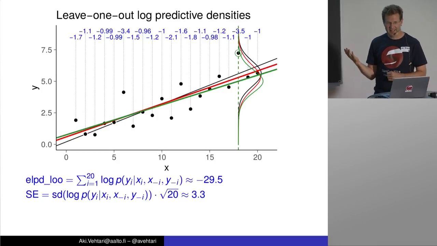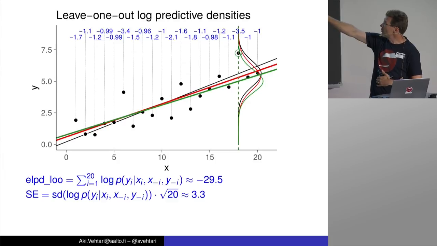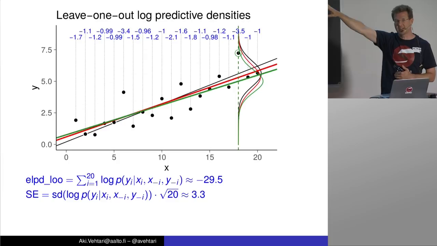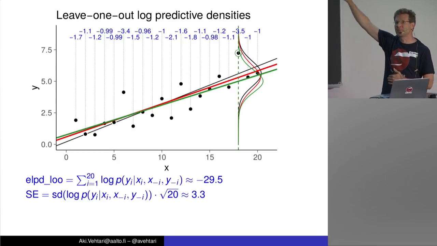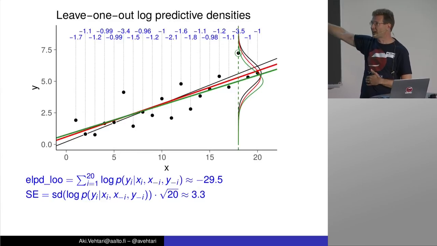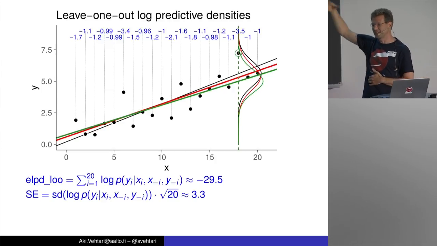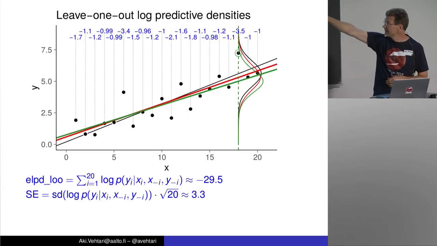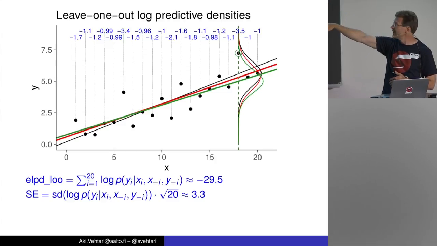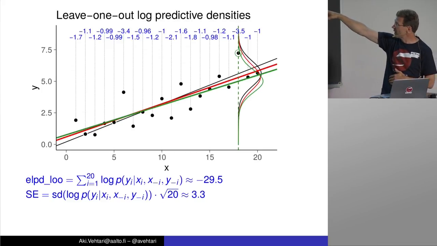So that ELPD LOO is now the sum of these terms, but that sum was based only on 20 observations. So the question is, what if instead of these 20 observations, we really see many, many new observations? What is our uncertainty on the actual performance on infinite new data? And it happens that we can compute it like this: we take the standard deviation of these log score values, and because it's for the sum, instead of dividing by the square root of the number of observations, we multiply, and then we get the measure.